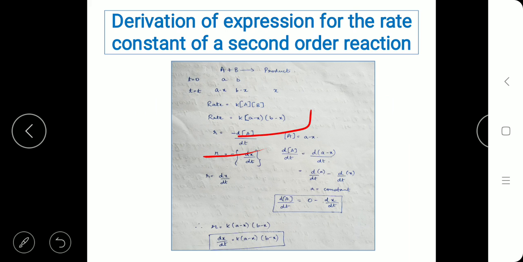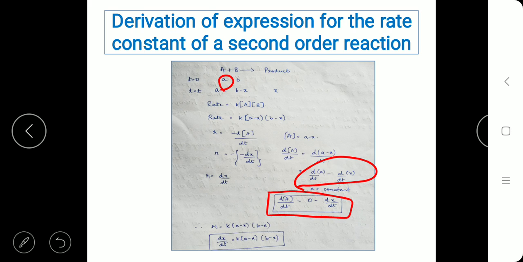Now let's substitute concentration of A as a minus x, and we get R is equal to minus d of (a minus x) by dt. Let's expand it as minus d of a by dt minus d of x by dt. Now we know the initial concentration a is constant, and hence we can rewrite this as d of a by dt is equal to 0 minus dx by dt, that is, dA by dt is minus dx by dt.